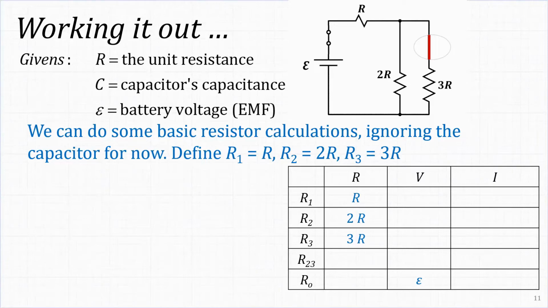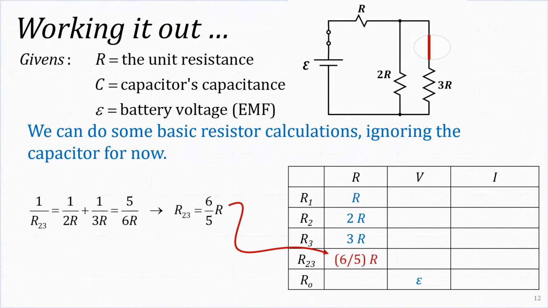We can do some basic resistor calculations ignoring the capacitor for now. I'm going to define R1 as R, R2 as 2R, and R3 as 3R because I'm clever like that. And since this is practically chapter intro stuff, I'm going to move through this pretty quickly since I'm really just interested in the results.